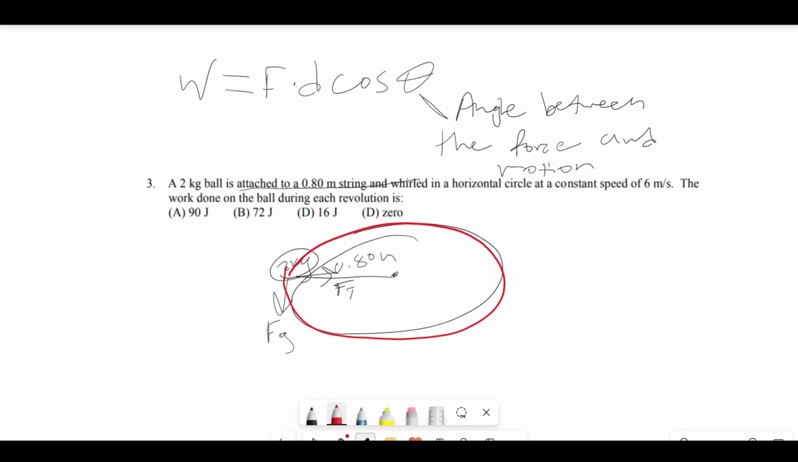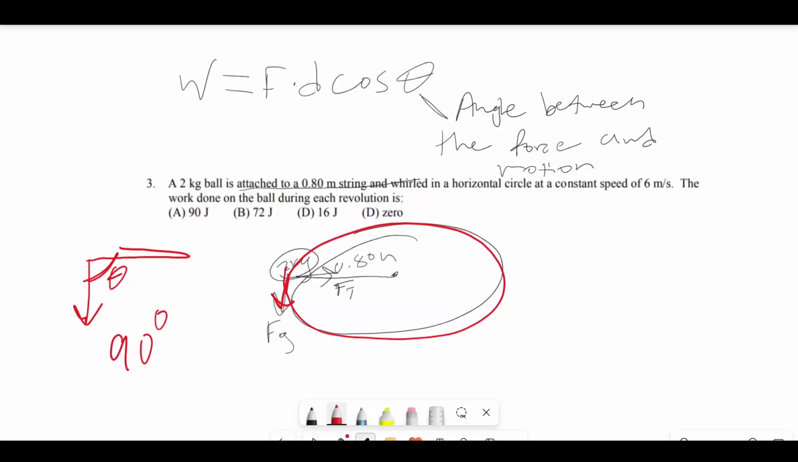But there's one thing we need to keep in mind. This force gravity is going to be pulling the ball downwards. And if we're traveling this way and the force gravity is down this way, the angle is going to be this theta right here. And what this is, it's perpendicular. And since it's perpendicular, it's going to make a 90-degree angle.